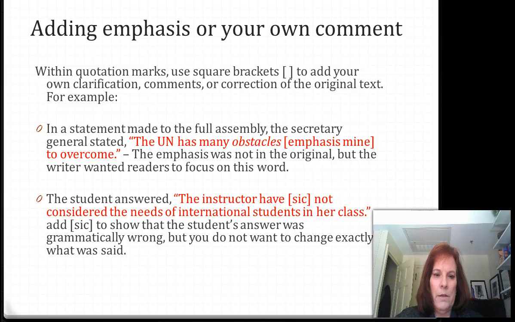In the second situation, you have done an interview with a student and the student made a mistake in grammar, but you want to keep the original student's exact words. You don't want to change the student's words in the interview. So you say, quote, "The instructor have not considered the needs of international students in her class," unquote. So you want to show have is a mistake. That wasn't a typo on your part. That's what the student said. So we use this little word, S-I-C, and we put it in brackets. That's telling the reader, this is exactly what the student said. I know it's a mistake, but I'm keeping it in. So we use the little bracket that says sic.